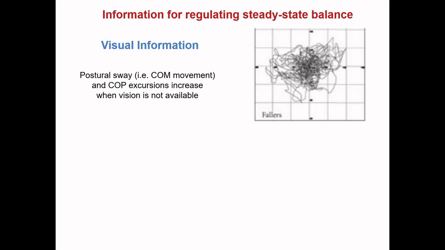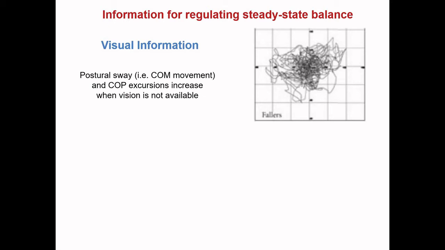Here we see a plot of the movement of the center of pressure during a trial of steady-state balance. This particular plot is for older adults with a history of falls who are currently standing with their eyes open. The y-axis in this plot is the anterior-posterior direction of center of pressure movement, and the x-axis is the medial-lateral direction of center of pressure movement.